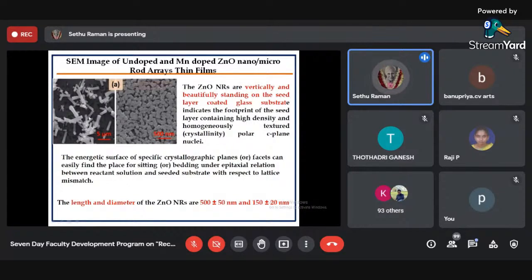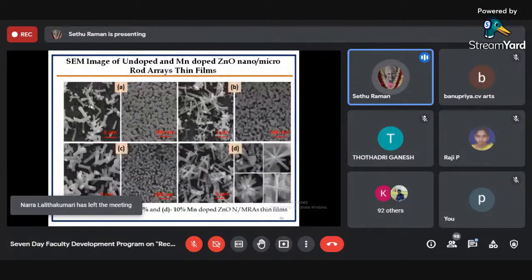We are just taking a seeded substrate and putting the seeded substrate into that solution in the hydrothermal technique, so how that solution and the seeded substrate play an important role to induce the growth pattern of the nanorods and the microrod assembly. The length and diameter of the zinc oxide nanorods for the undoped sample are about 500 and 150 nanometers. These are all the results.